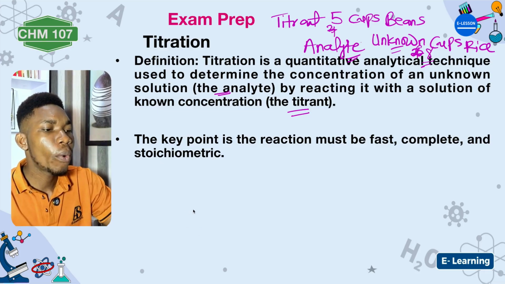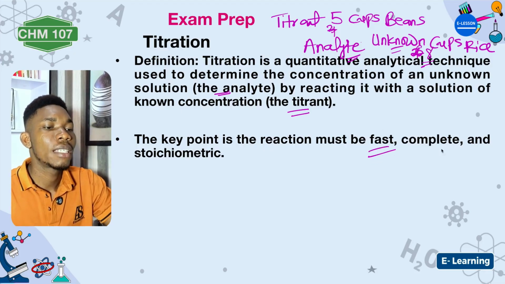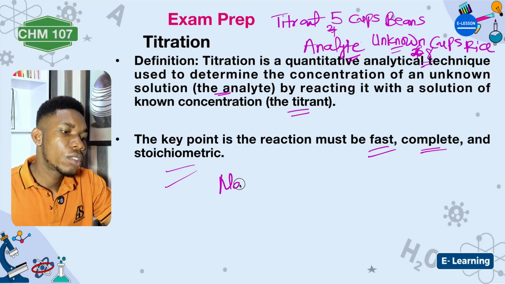Now, the key point is the reaction must be fast. All titration reactions must be fast. It must be complete and stoichiometric. That means there must be a relationship. For instance, what is the stoichiometric relationship between sodium hydroxide and HCl aqueous?